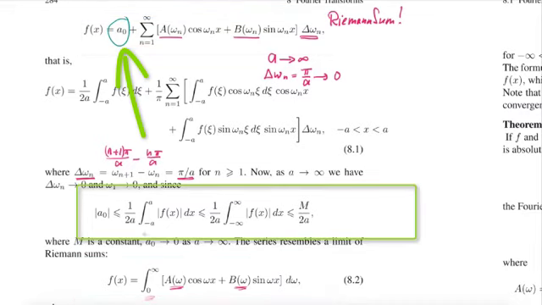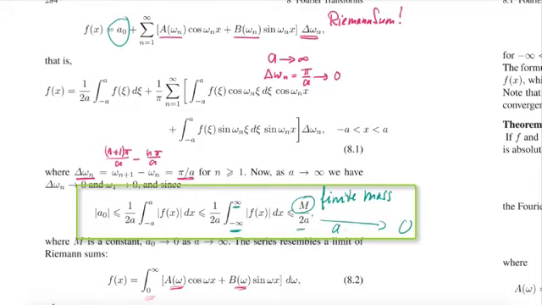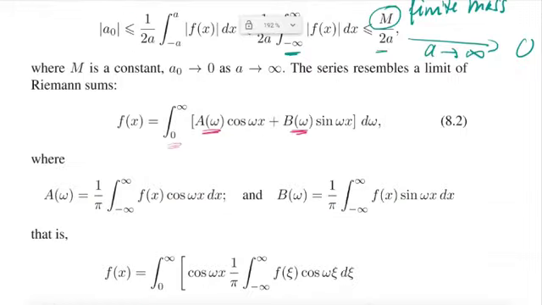a0 is 1 over 2a integral from minus a to a f of x dx, which I can then extend to minus infinity plus infinity here in the integral, which I know integrates to m. So this is bounded by m. Here we use the finite mass. Okay, and I keep a 1 over 2a, so then this goes to 0 as a goes to infinity. So the first coefficient a0 actually is unimportant if you go to the limit.